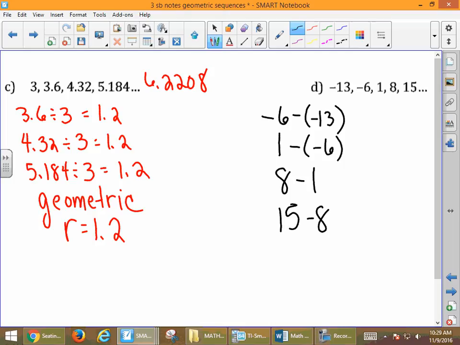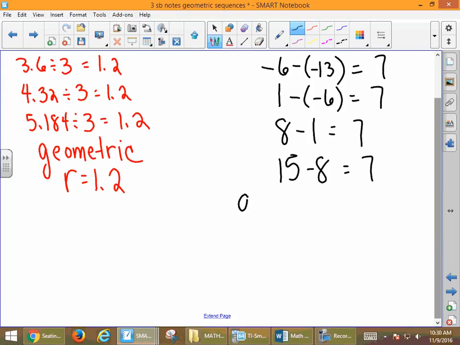And even if you don't like negative numbers, if you look down here at the end, 8 minus 1 is 7. And 15 minus 8 is 7. And if you did end up typing these 2 values in, we would still get 7. What kind of sequence has a common difference? That would be called an arithmetic. Our common difference is 7.